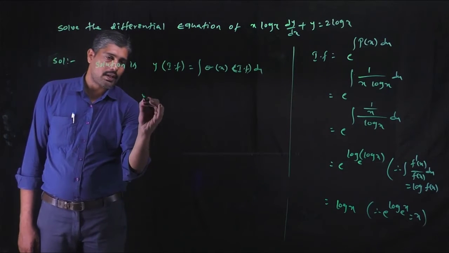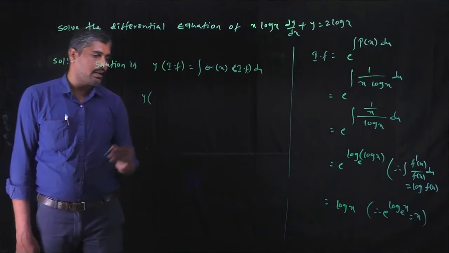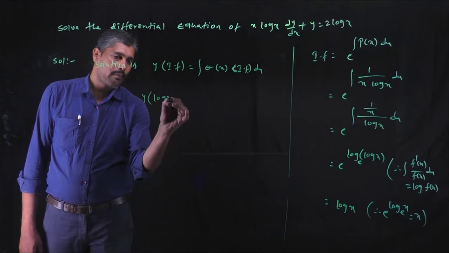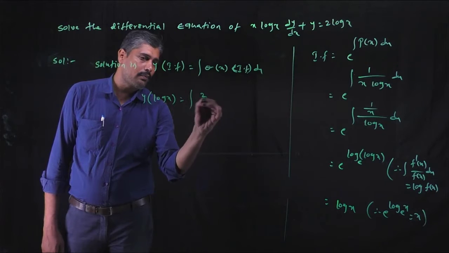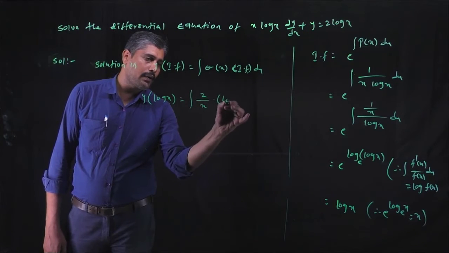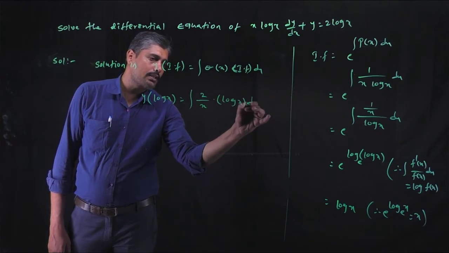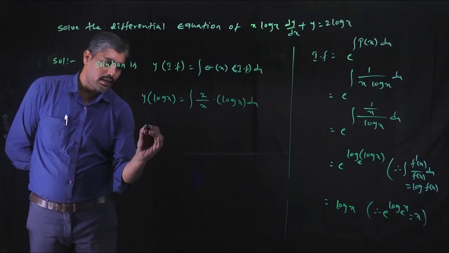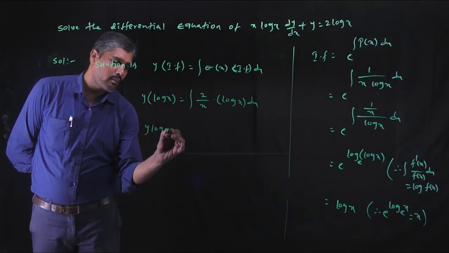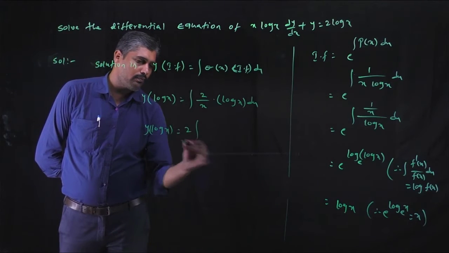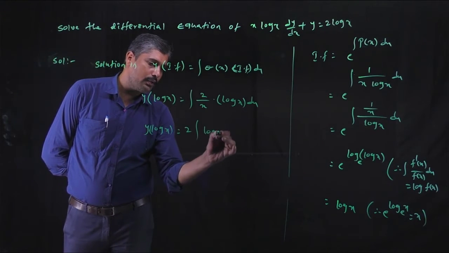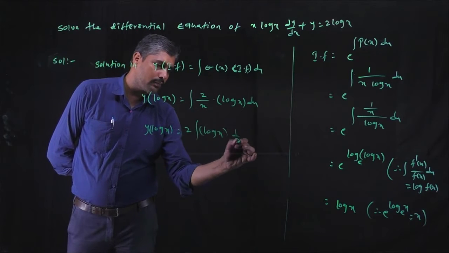Right? That is y into, what is the integrating factor here? Log x. Equal to the integral of q of x, which is 2 by x, into the integrating factor, which is log x, into dx. That is y into log x equal to, take 2, the integral of log x into 1 by x dx.